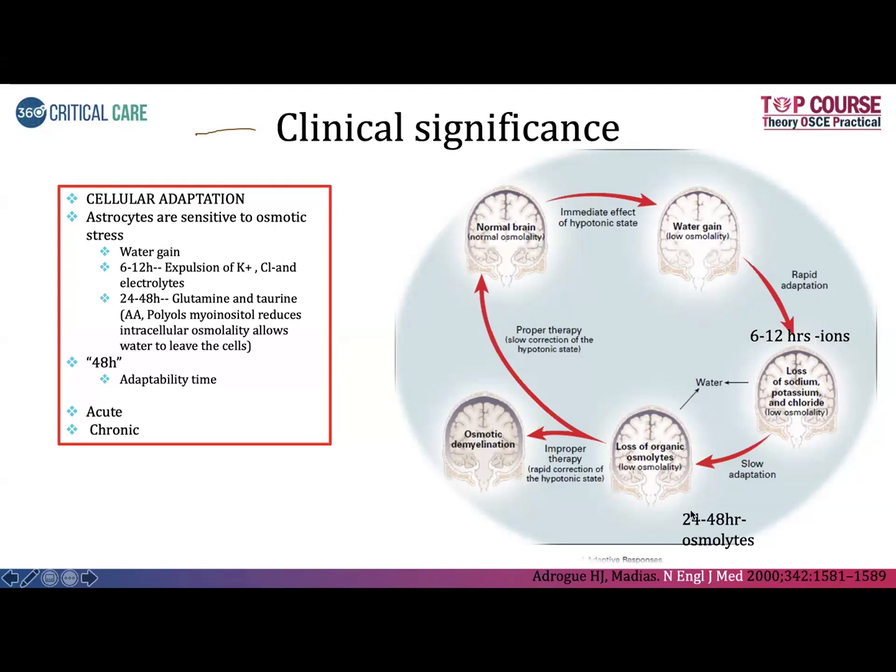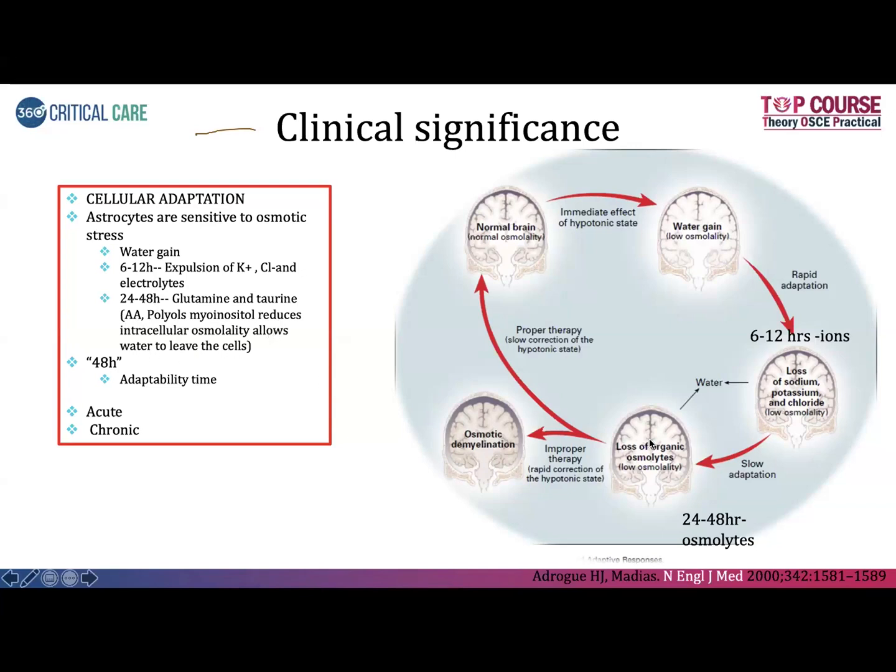The next period, in the 24 to 48 hours, there is a period of slow adaptation, loss of organic osmolytes, that is glutamine, taurine, that is most of the amino acids and the polyols, myoinositol, all those things reduce intracellular osmolality.